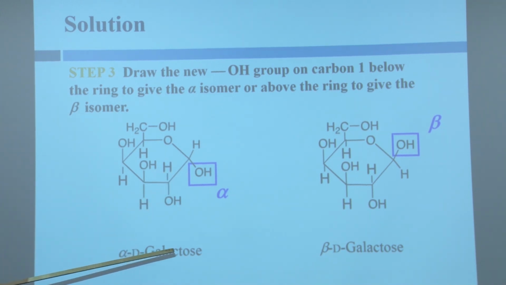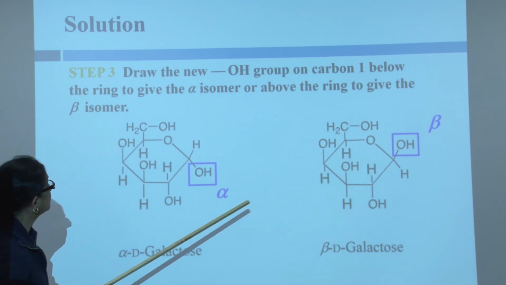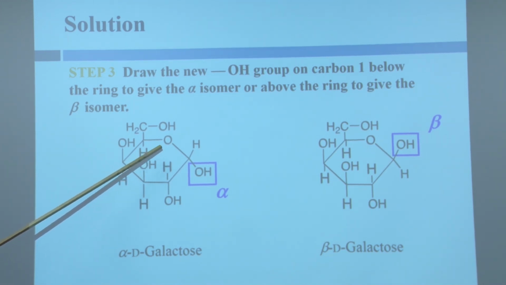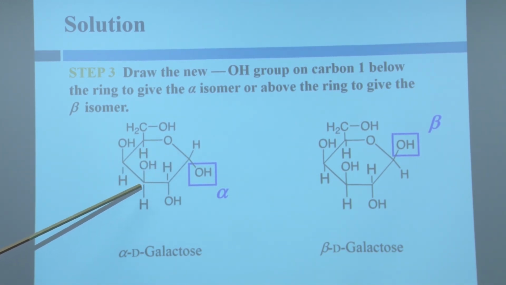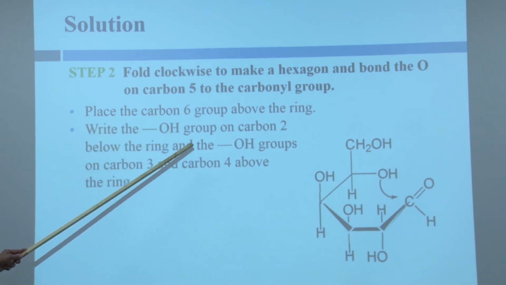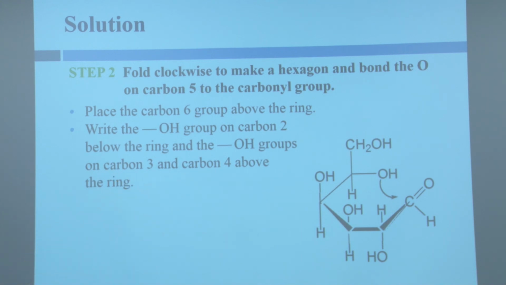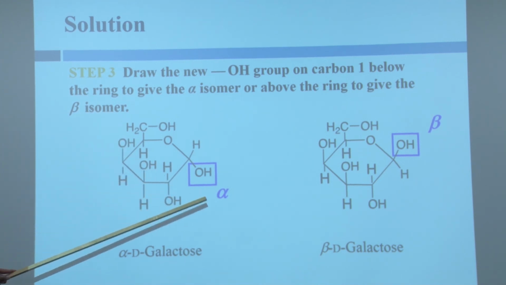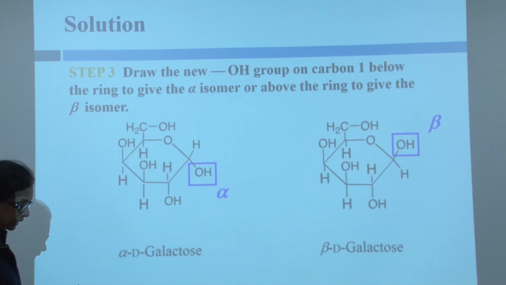This is your alpha isomer. This is your beta isomer. Draw the new OH group on carbon 1 below the ring to give the alpha and above the ring to give the beta isomer. So this is, right, 2, 3, 4. Place the carbon 6 above, write the OH group on carbon 2 below and on carbons 3 and 4 above the ring, and that's what we did. And that's where we have a galactose, alpha and beta D-galactose.